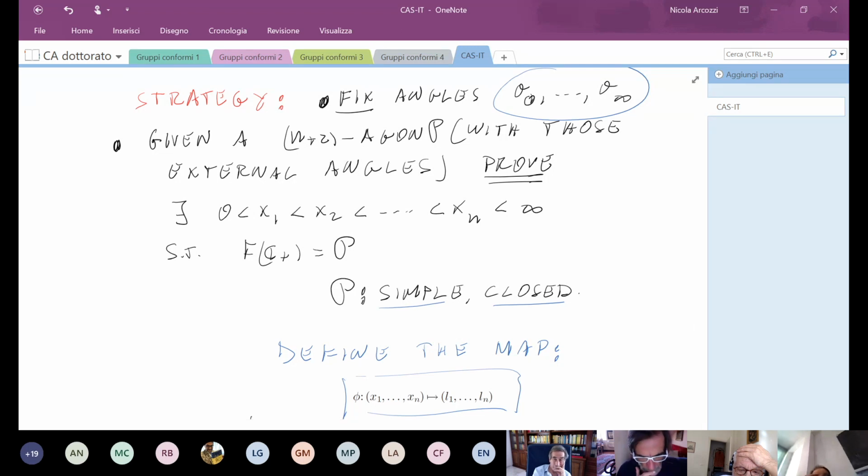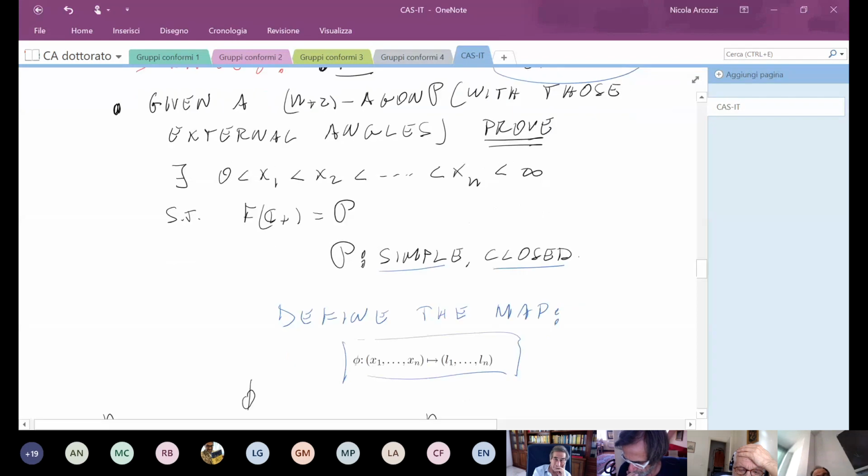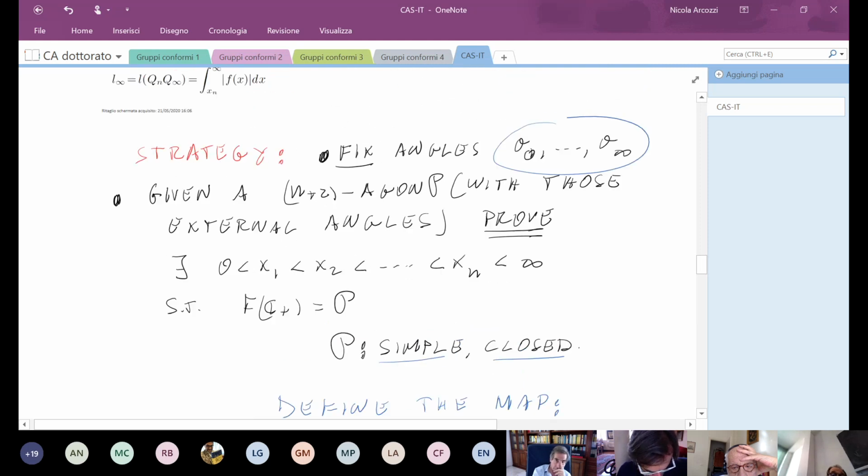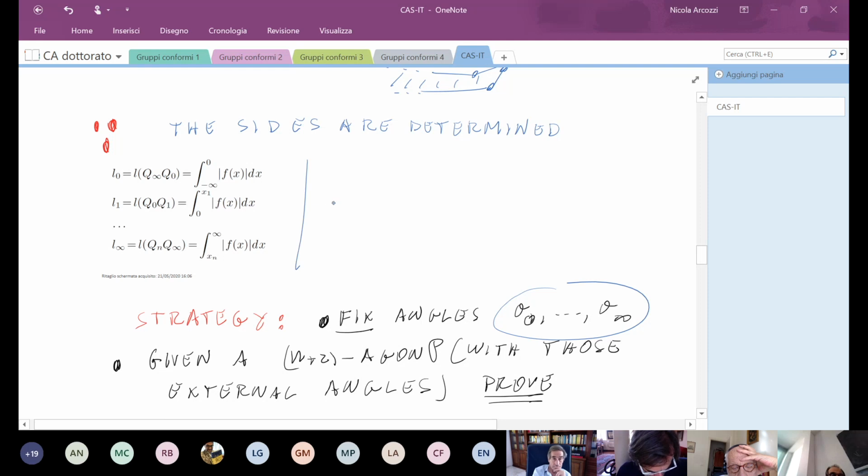So that means that after having fixed the angles, I have a map taking these n tuples of x's to the n tuples of the sides, and the map phi is given by these formulas. That's the map phi, because these sides, given the angles, only depend on the choice of x1, x2, and so on.